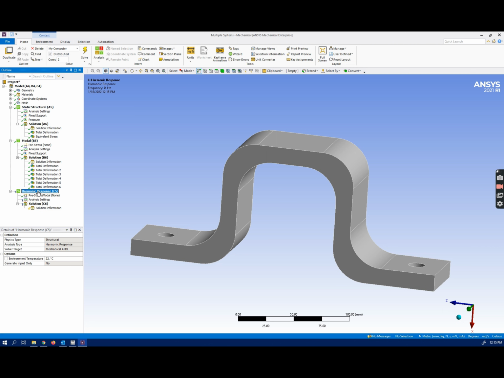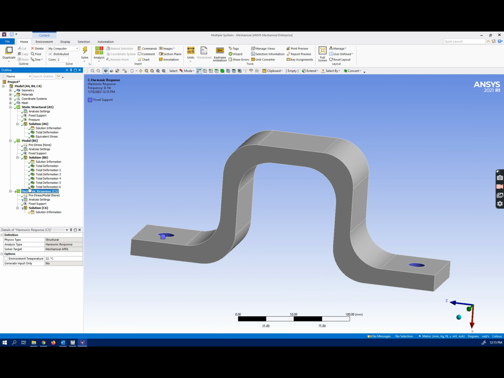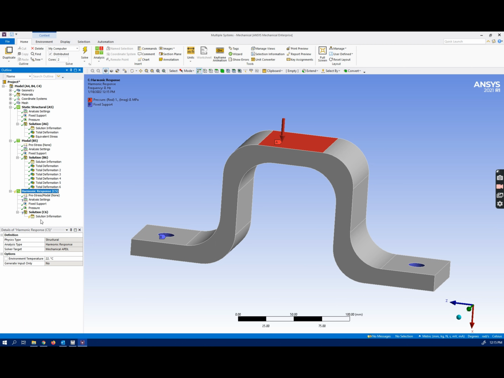So again, I need to have fixed support. So let's drag it here, and I need to have pressure. So pressure also will be dragged to the harmonic response. Okay, now I have my setting for the harmonic response. I have fixed support and pressure. This load is going to change like a sinus graph. Increases, going to 0, negative, increases, like that. And the fixed support is there.